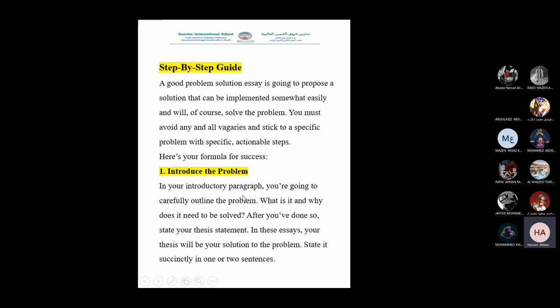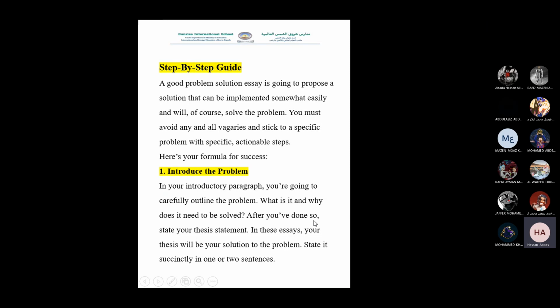So, in your introductory paragraph, you are going to carefully outline the problem. You write about the problem. You introduce the problem. What is it and why does it need to be solved? First of all, what is the problem? It's homeless people. Why does it need to be solved? Why do you want to solve this problem?